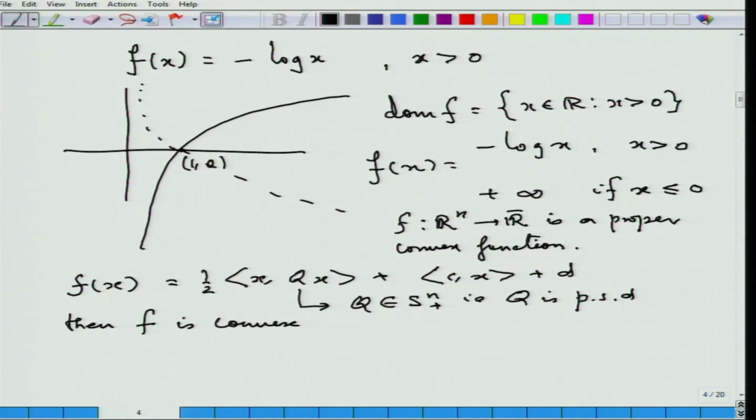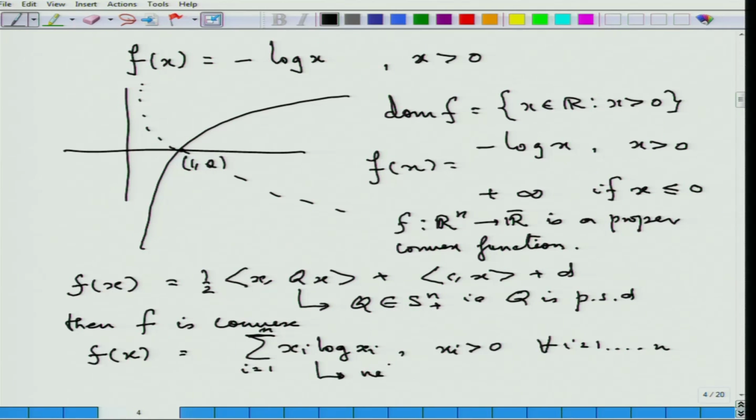There are certain very different ways one can prove different functions to be convex. For example, if you take this function, so now look at this function. This is an important convex function called the negative entropy function. Again, its domain is the interior of R n plus. So, the domain of f is the set of all x in R n such that x i is strictly greater than 0 for all i.